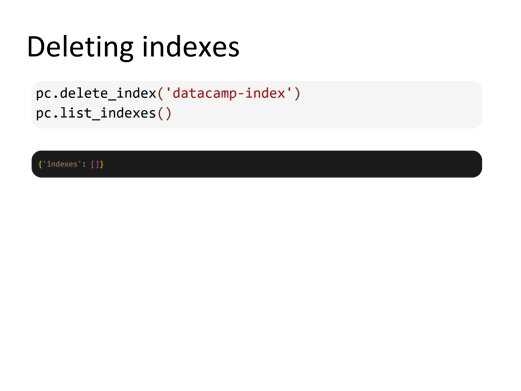Deleting indexes. Finally, if an index is no longer needed, or it just doesn't fit our use case anymore, we can delete it. Use the .delete_index method. Once it's deleted, it disappears from the list_indexes output. But, important note, deleting an index also removes all of the data it contains. So, delete with caution.